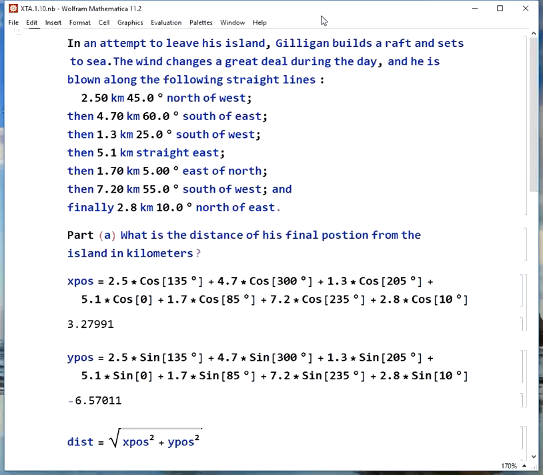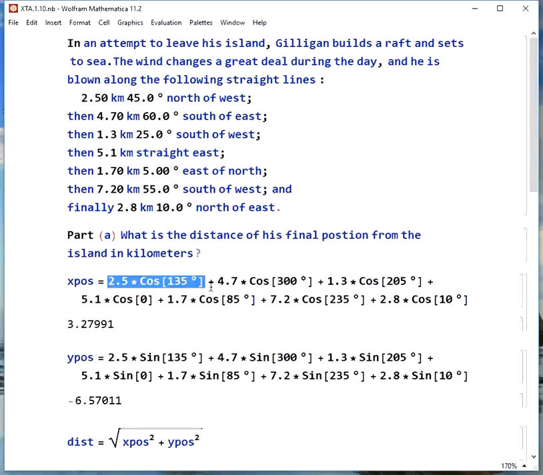kilometers straight east; 1.7 kilometers, 5 degrees east of north; 7.2 kilometers, 55 degrees south of west; and finally 2.8 kilometers, 10 degrees north of east. What is the distance of his final position from the island in kilometers?